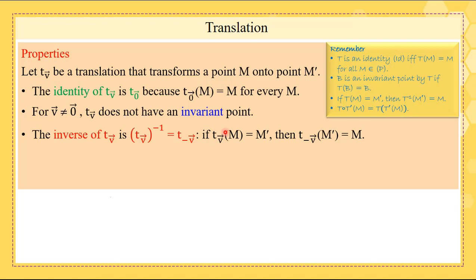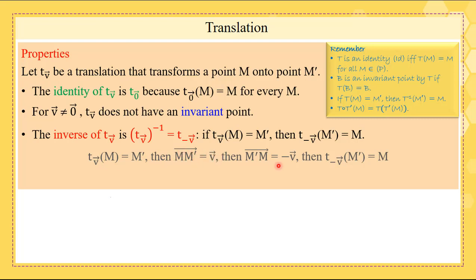Now, if translation of M by vector V is equal to M prime, then the translation of the point M prime by the vector minus V vector is equal to M. That's because translation of M by vector V is equal to M prime, then MM prime vector is equal to V vector, then M prime M vector is equal to minus V vector. So translation of the point M prime by vector minus V vector must be the point M.